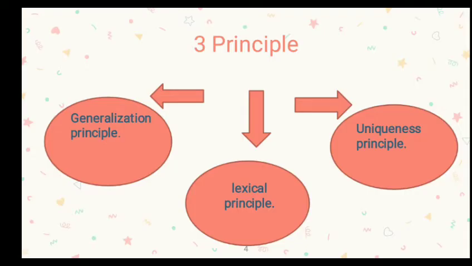There are three principles. The first is generalization principle, and the second is lexical principle. The third is uniqueness principle. Not only components in acquisition theory, there are also three principles such as the generalization principle, the lexical principle, and the uniqueness principle. For the first is generalization.